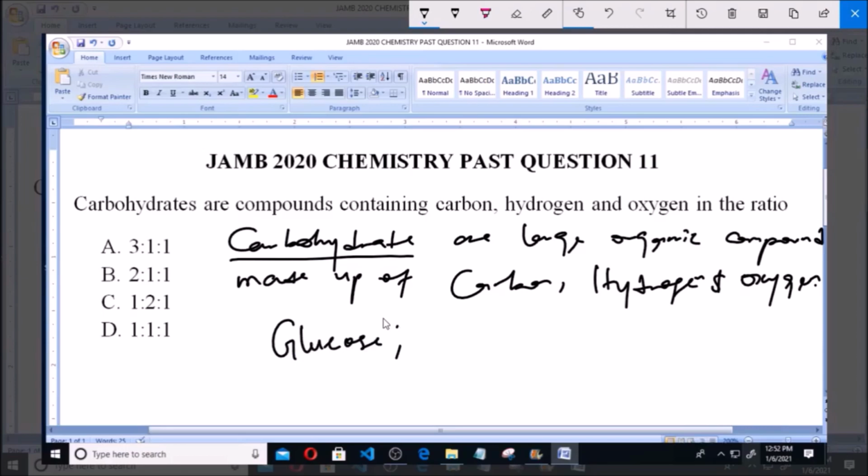Now, glucose is an example of carbohydrate that is made up of carbon, hydrogen, and oxygen, and all carbohydrates are in the ratio of 1:2:1. For example, in glucose, the carbon atoms are 6, that of hydrogen is 12, and that of oxygen is 6, giving the ratio 1:2:1. So the answer to this question is option C.